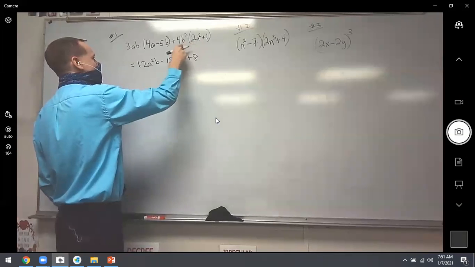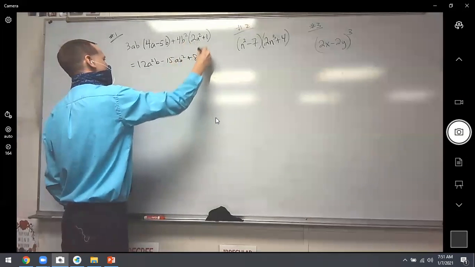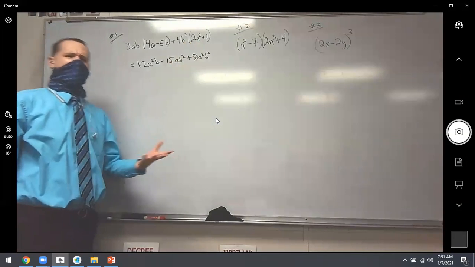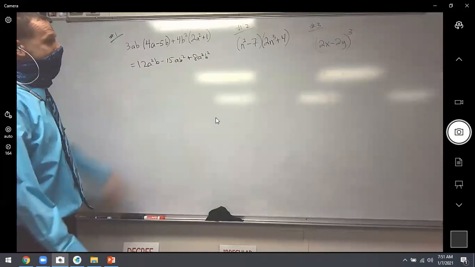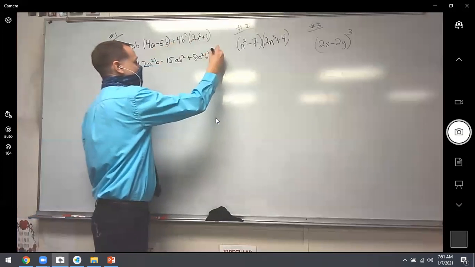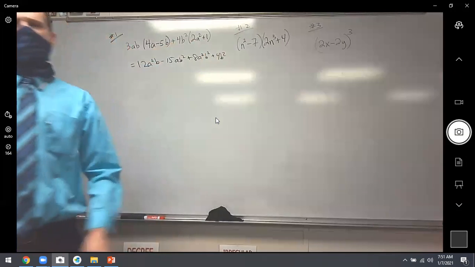You have an a squared and a b squared, so it doesn't really matter what order you write it in, but I encourage you to do it alphabetically. If there's no system at all, just write it alphabetically. You don't have to, but it'd be nice. And then 4b squared plus the 1 is just 4b squared. So it's all distributed out.